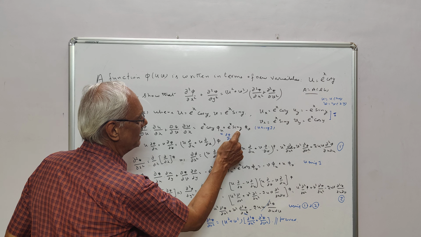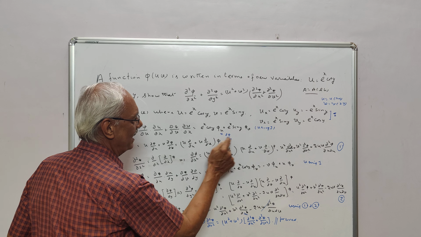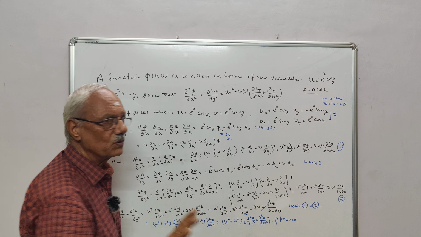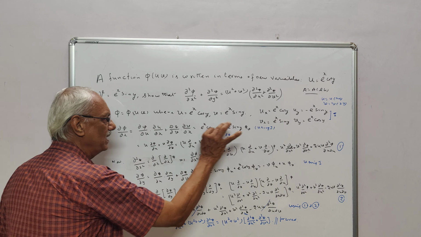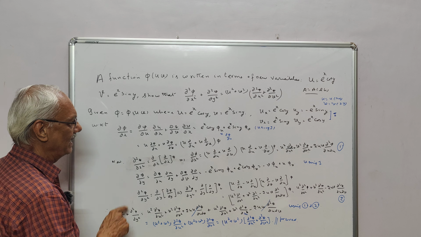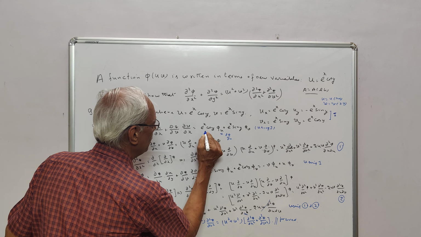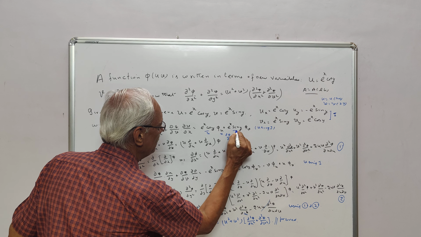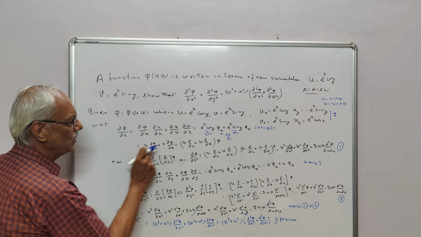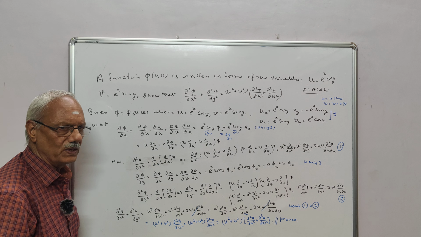What is this, e to the power of x sin y? This is dou v by dou x. So in the place of dou v by dou x, I write this, and this phi_v is nothing but dou phi by dou v. So this is what I have. This is my first step. Then here I can write this as, see, this is nothing but your u, and this is nothing but your v. So I can write this as u into phi_u, that is dou phi by dou u, plus v into dou phi by dou v.